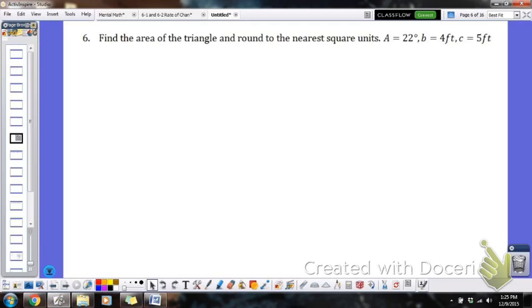For number 6, I'm finding the area of a triangle again. This time, I'm given angle A is 22 degrees. Little b is 4. And little c is 5.